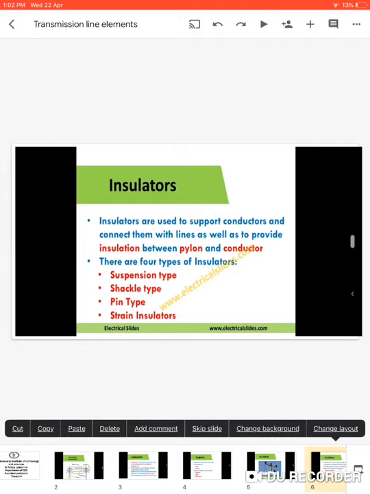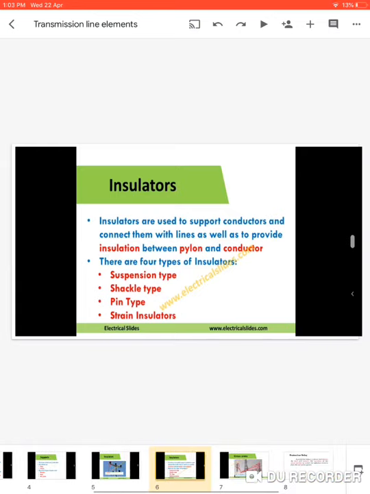Insulators are used to support conductors and connect them with the lines, as well as to provide insulation between the pylon and conductors. There are four types of insulators: suspension type, shackle type, pin type, and strain insulators.